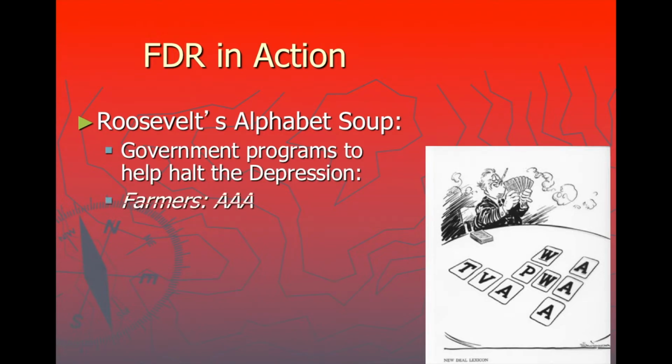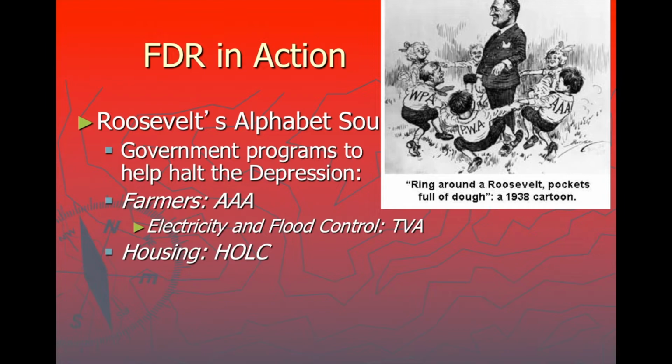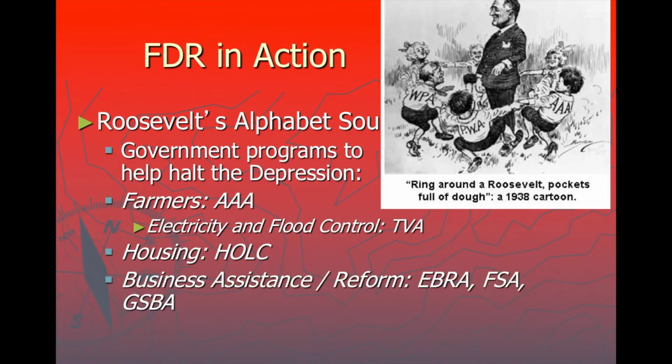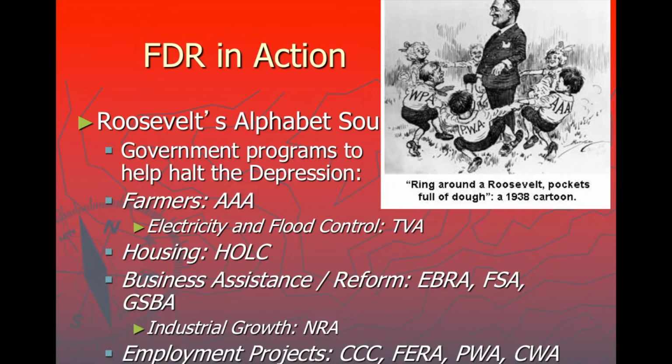They're all italicized. But he's going to be tackling things for farmers called the AAA, electricity and flood control, TVA, things such as housing, HOLC, business assistance and reform, EBRA, FSA, and such, industrial growth, NRA, and also tons of employment projects like the CCC, CWA, PWA, and FERA. There are going to be so many of these agencies that they're just going to bring them down to the acronyms and call them alphabet soup.